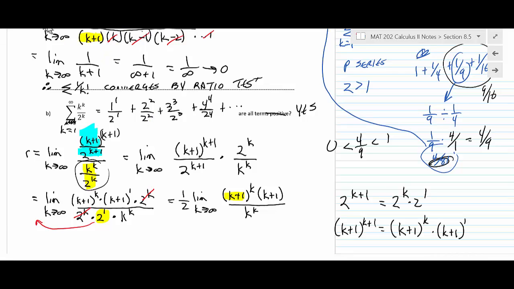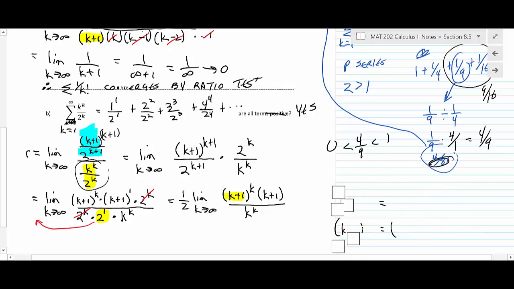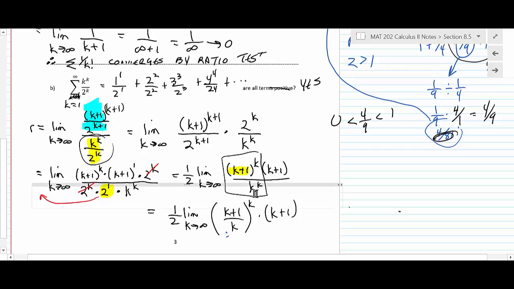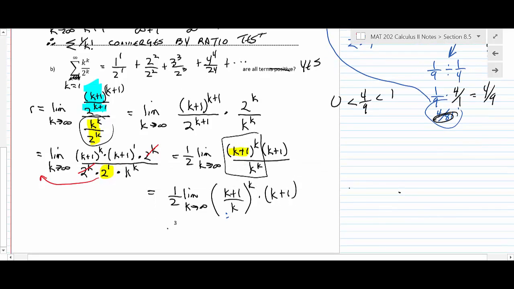Now, I'll tell you what I did on this. You can do that in your head if you want to, but you can also write this like this. These two things right here could be put together under the same exponent. So you could write this as k plus 1 over k to the k power times k plus 1 like that. And then this thing right here, I'm going to write one more step. This is a more analytic way to look at this other than just doing it in your head.